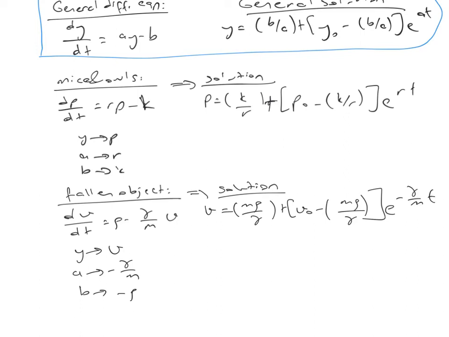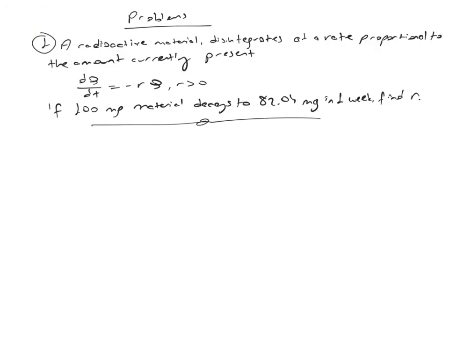And let's solve some problems. Our first problem is a radioactive material disintegrates at a rate proportional to the amount currently present. dq over dt is equal to minus r times q. R is bigger than 0. There is a minus sign here in the differential equation since the material in the problem is given radioactive. So the amount of radioactive material will decrease in time. So if 100 mg material decays to 82.04 mg in 1 week, find R value.